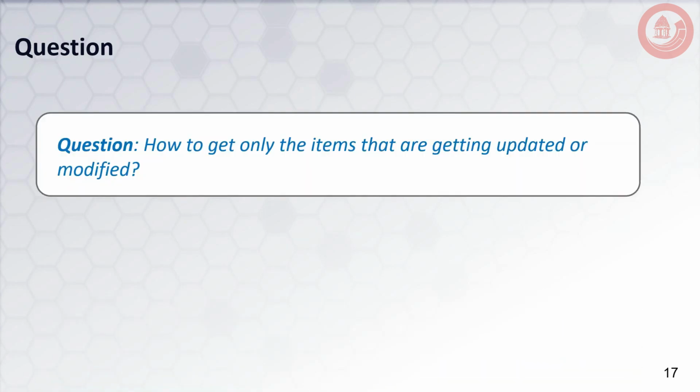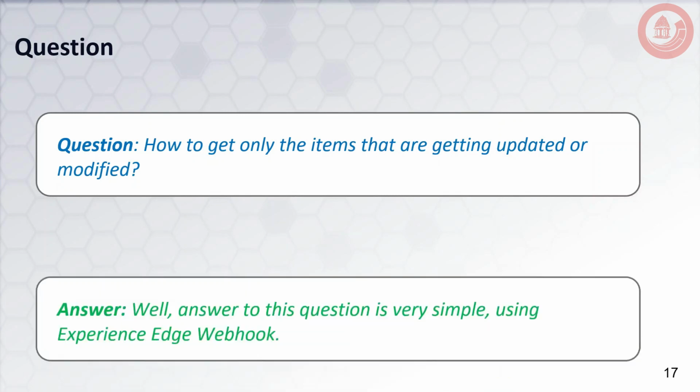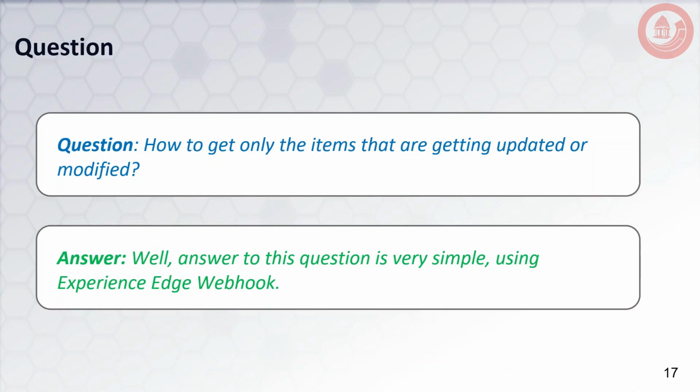When we are talking about these approaches, a question pops up in my mind: how do we get only the items that are getting updated or modified? Well, the answer is pretty simple, using the Experience Edge webhook. Here we are talking about the Experience Edge webhook and not the XM Cloud webhook. Now you may ask another question, what is the Experience Edge webhook and how is it different from the regular XM Cloud webhook? Here we are talking about two webhooks. One is the Experience Edge webhook and another one is the XM Cloud webhook.